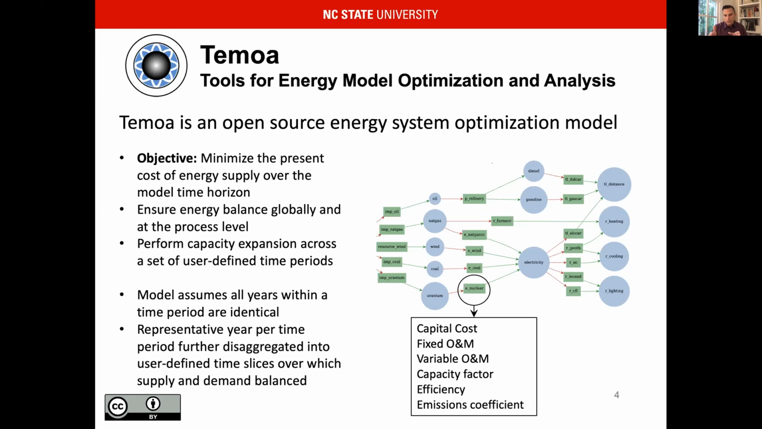Each time period is a set of years, and then what the model is doing is optimizing a representative year within each time period, and then that representative year is broken down into a number of time slices that are user-defined. So you could represent every hour in the year, you could have representative days, or you could have aggregations of times of day and seasons. It's up to the user. But those time slices define the time over which supply and demand is balanced.